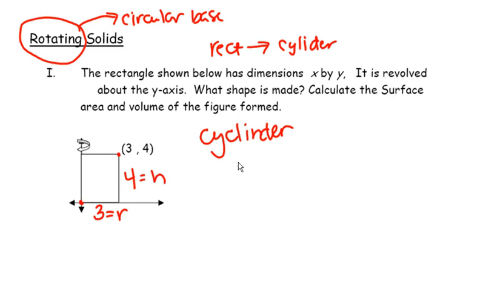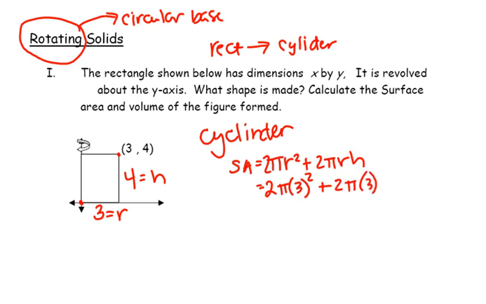So to find the surface area and volume, my surface area is 2 pi r squared plus 2 pi r h. So I plug in 2 pi 3 squared plus 2 pi 3 4, and I get 18 pi plus 24 pi, which means that I get 42 pi units squared.